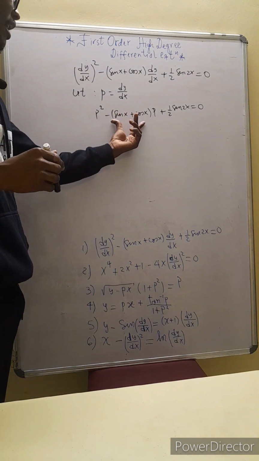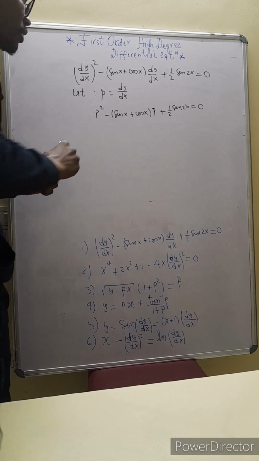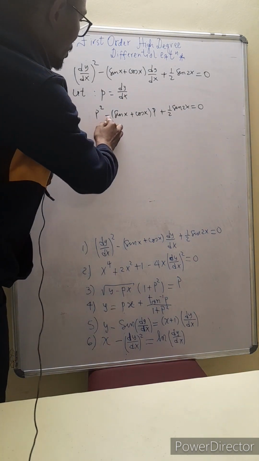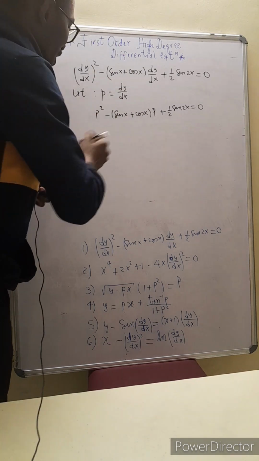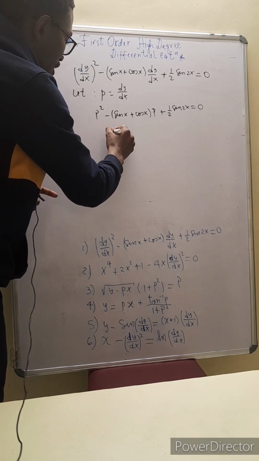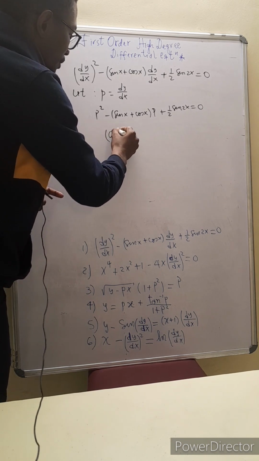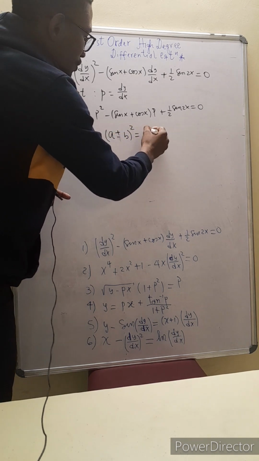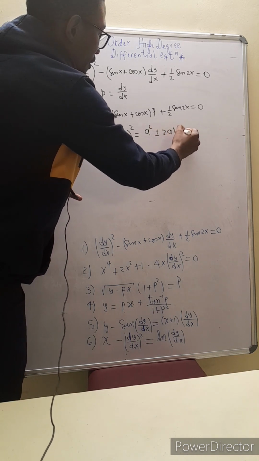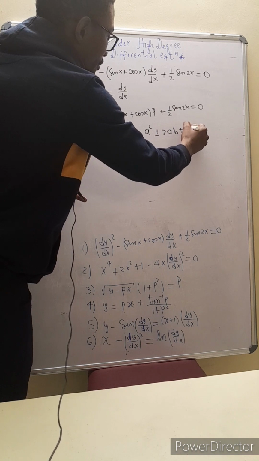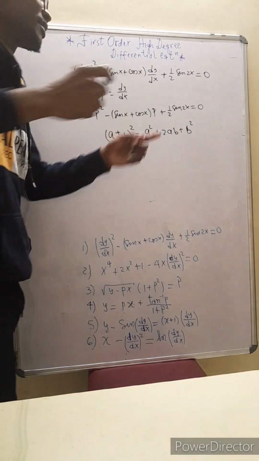See, here we have this expression, right? What I'm going to do is transform this p squared minus this expression into a perfect square, like when I have a plus or minus b, squared, which is equal to a squared plus or minus 2ab plus b squared.